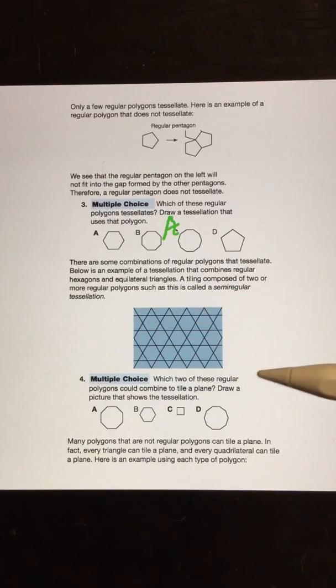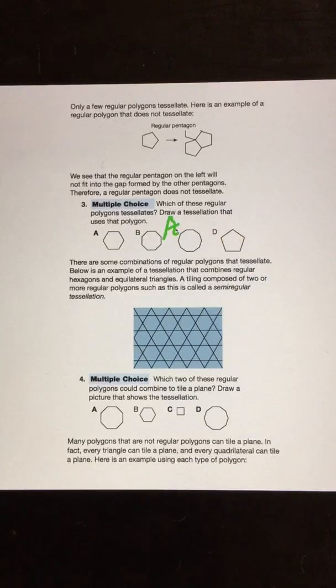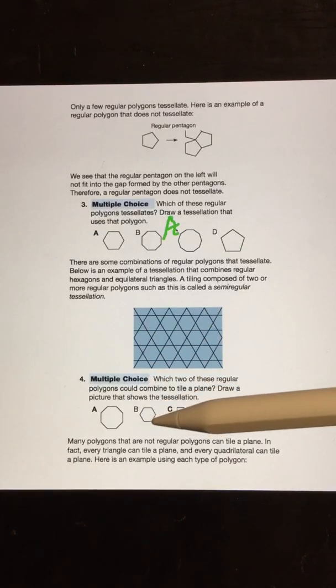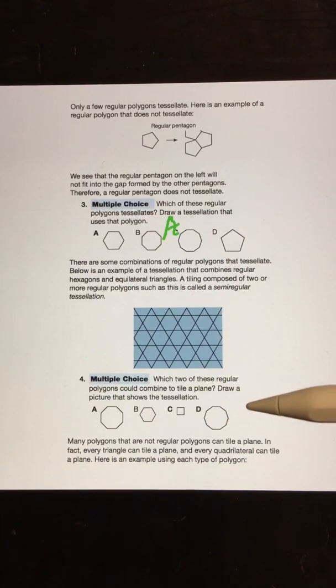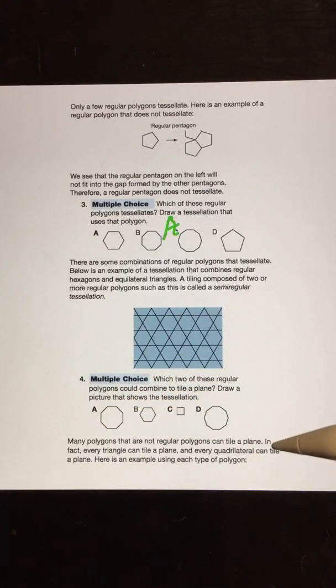Which 2 of these regular polygons could combine to tile a plane? Which 2 could come together? This is an octagon, correct? And this one is, 1, 2, 3, 4, 5, a hexagon. This one is a square. This is a decagon. What 2 could come together to create a shape?